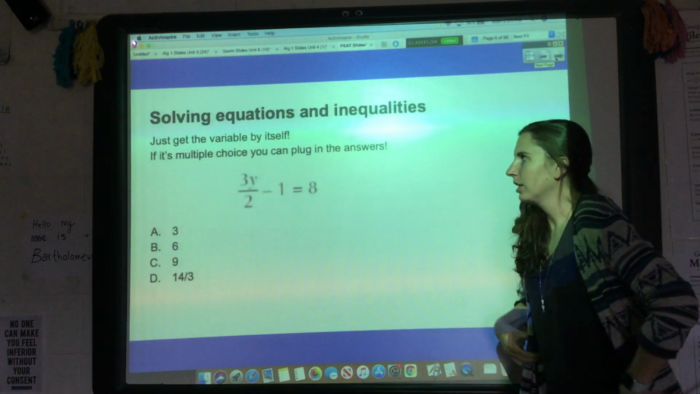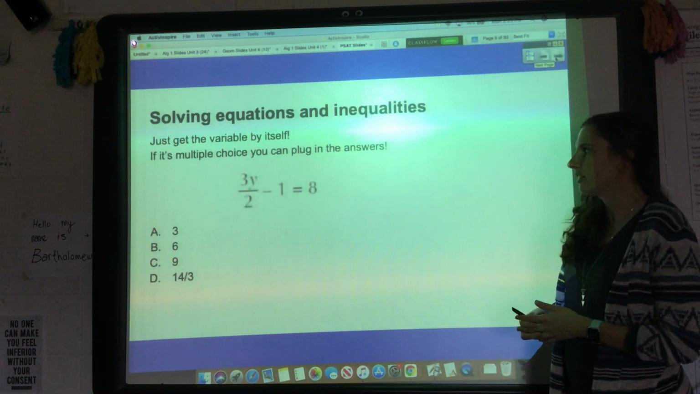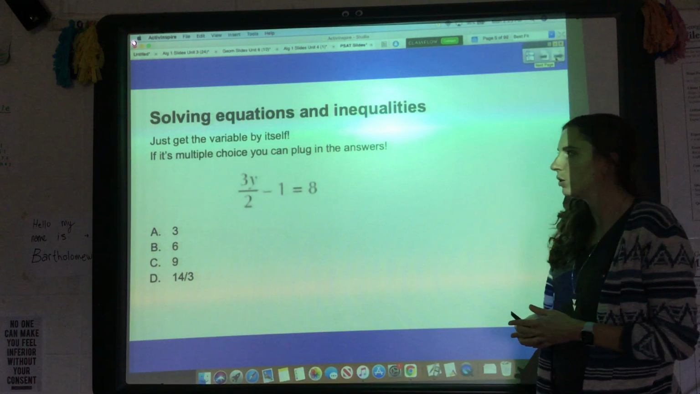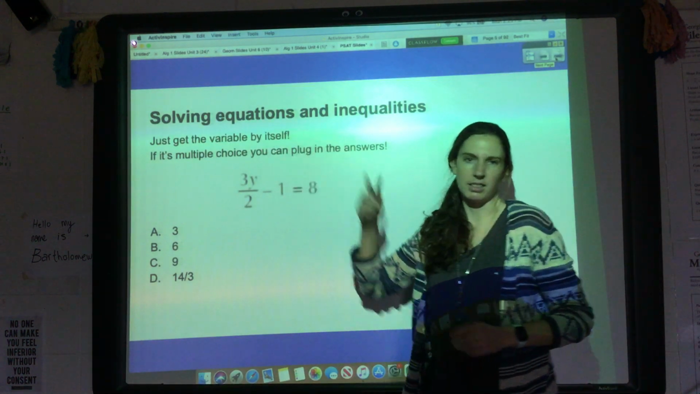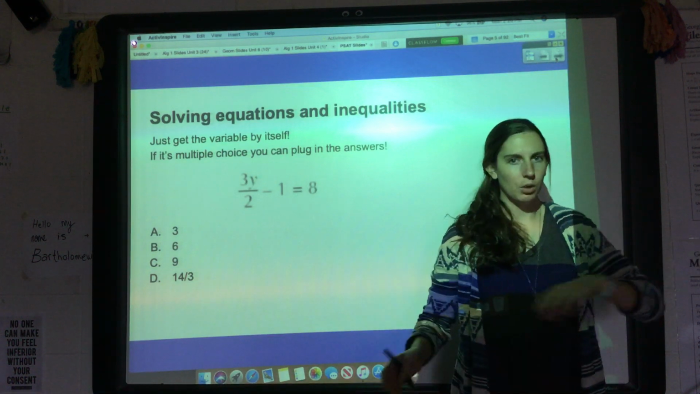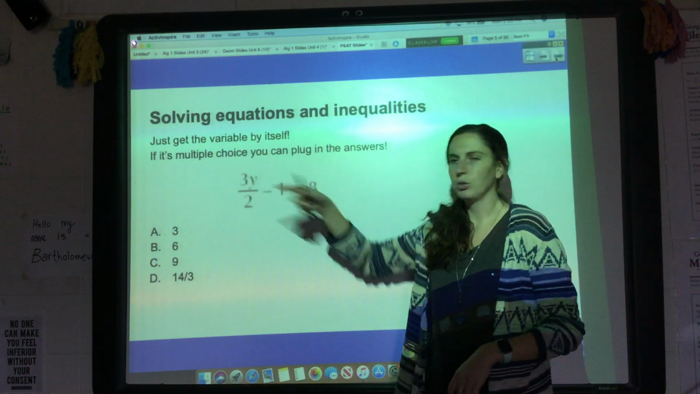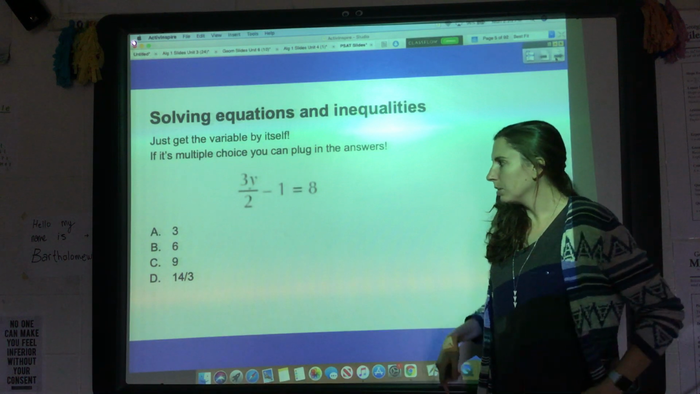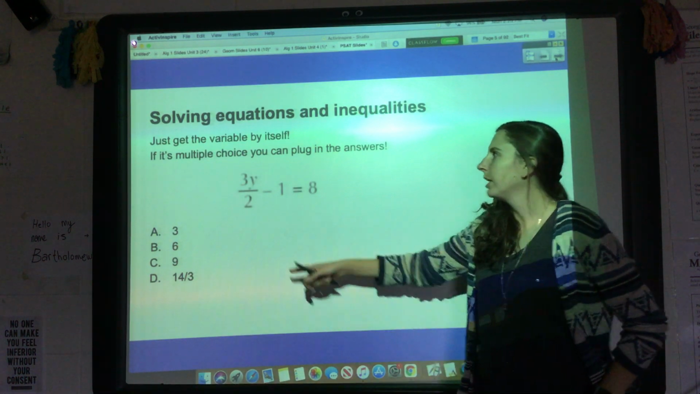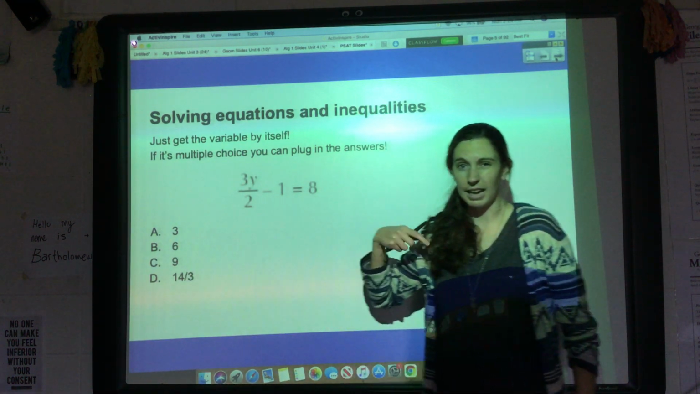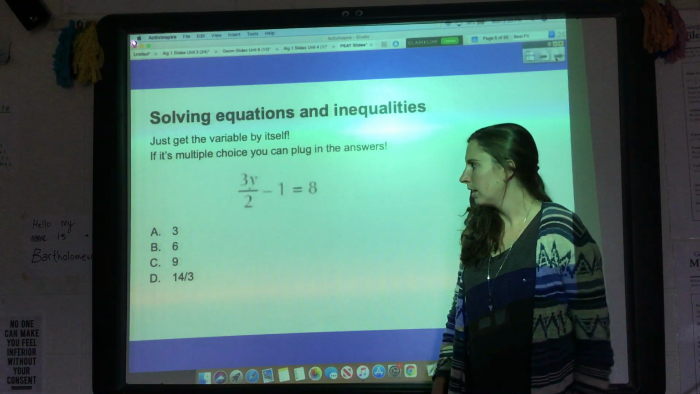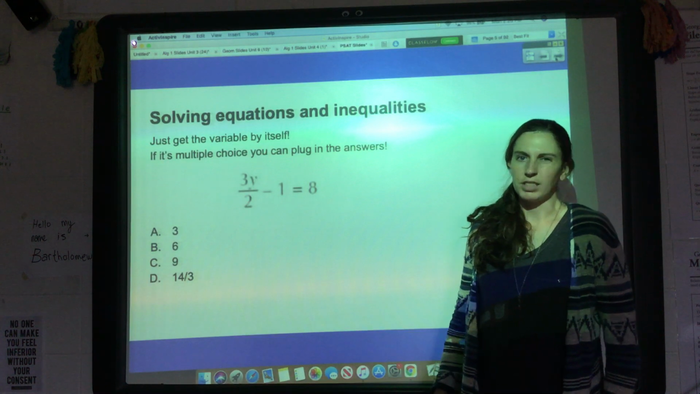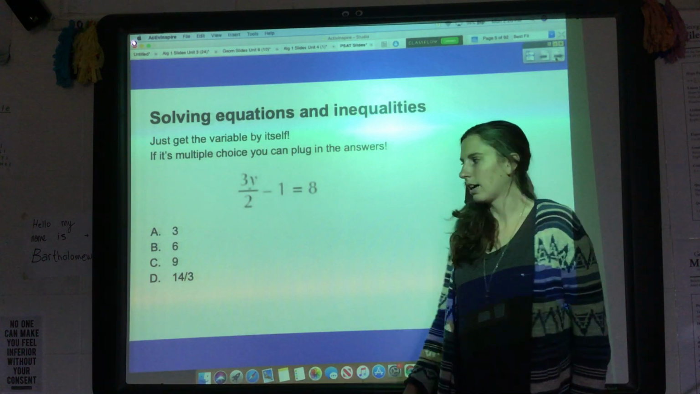The first thing in this section is just solving basic equations and inequalities. Remember, when you are working through this kind of problem, you're just trying to get the variable by itself. That's it. Just move everything away until you get what you want. If it's multiple choice, like this problem here, you can always just plug in the answers. So if you can't figure out how to solve this, just test all the answer choices. That's going to probably take more time, but it's an option.